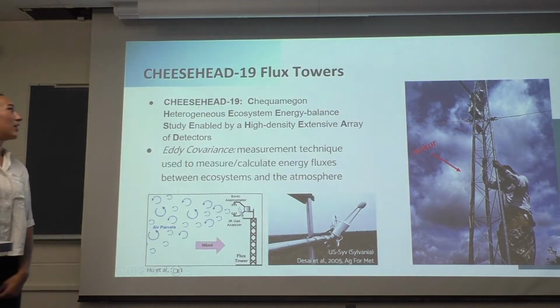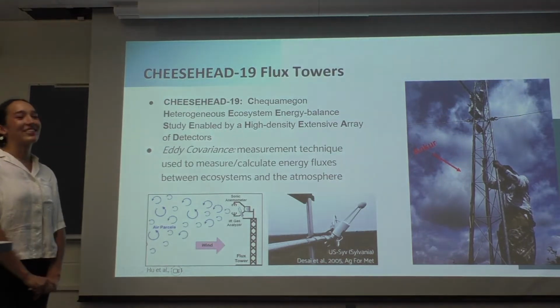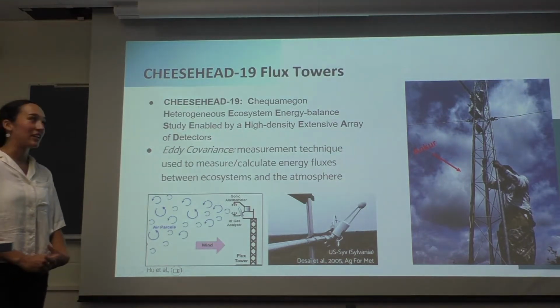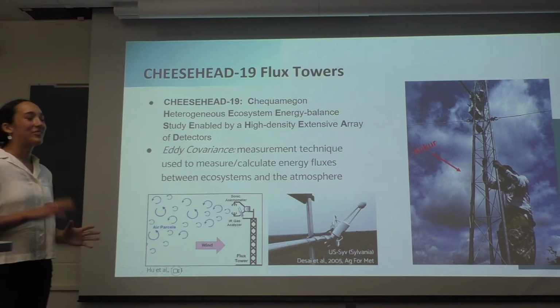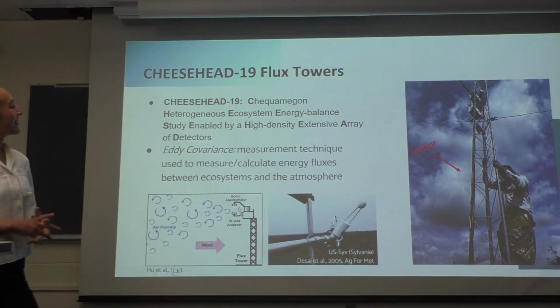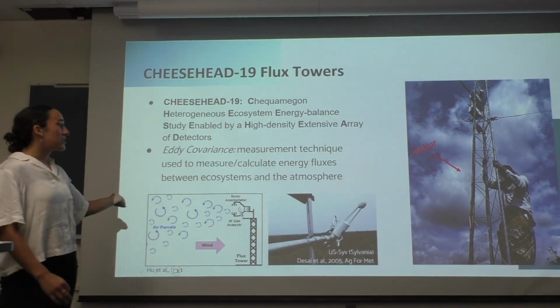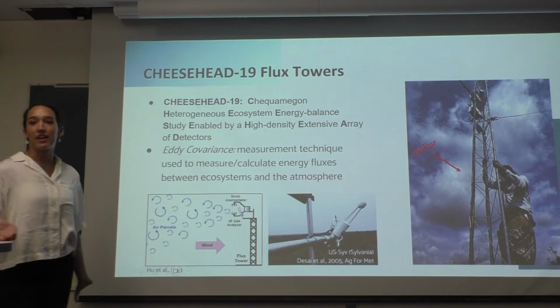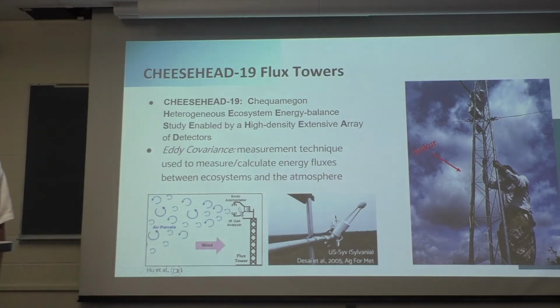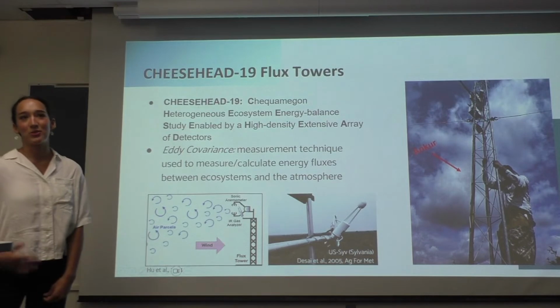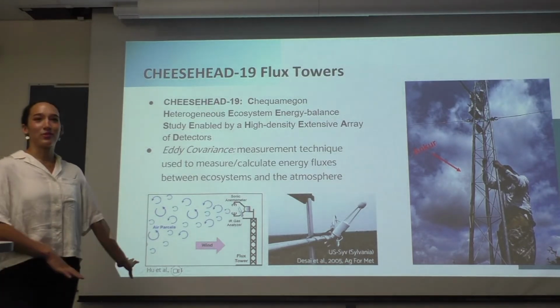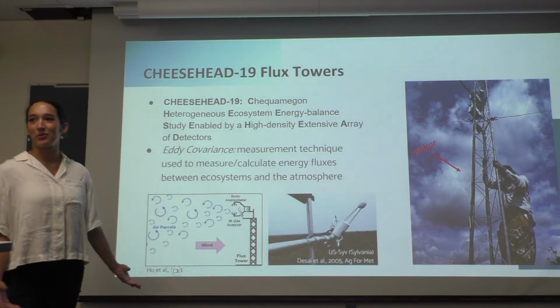So for this study, I was looking at the Cheesehead 19 study, which stands for, forgive me if I pronounce this incorrectly, Chequamegon Heterogeneous Ecosystem Energy Balance Study Enabled by a High-Density Extensive Array of Detectors, which essentially is a collection of flux towers in northern Wisconsin that use what's called eddy covariance to measure and calculate energy fluxes between ecosystems and the atmosphere. And I actually had the chance to go up to the site and look at a couple of the wetland sites with Anchor, which was pretty cool.